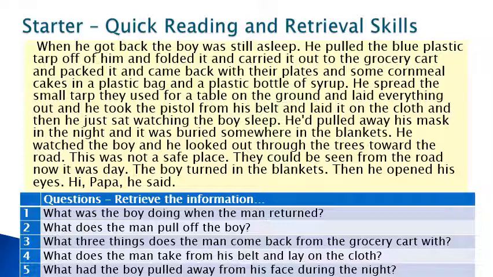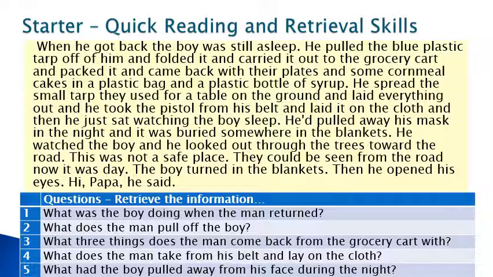Okay, so the answers. What was the boy doing when the man returned? He was still asleep. He was sleeping. What does the man pull off the boy? He pulls a plastic tarp off the boy, a blue plastic tarp. What 3 things does a man come back with from the grocery cart? He has a plastic bag, some plates, some cornmeal cakes, and a plastic bottle of syrup.